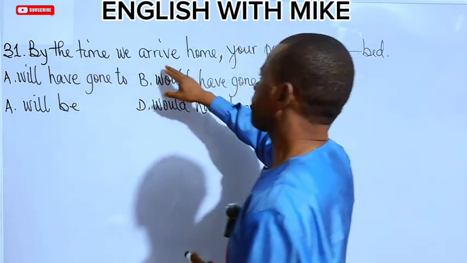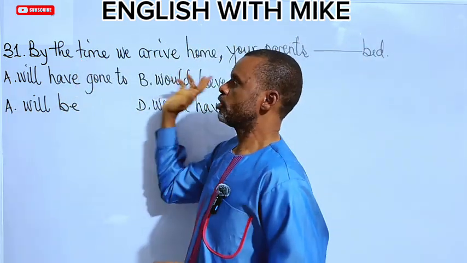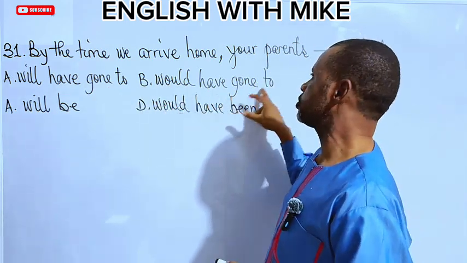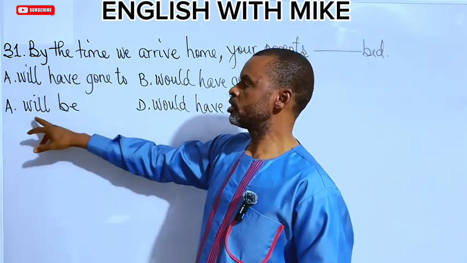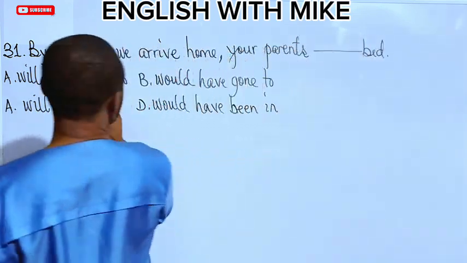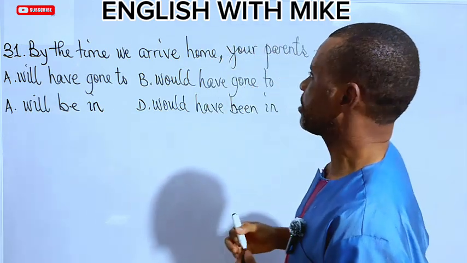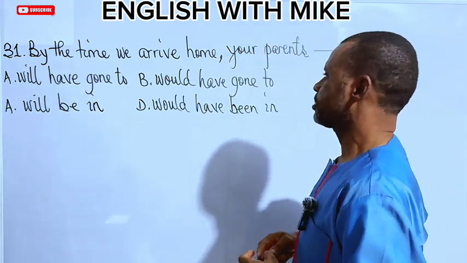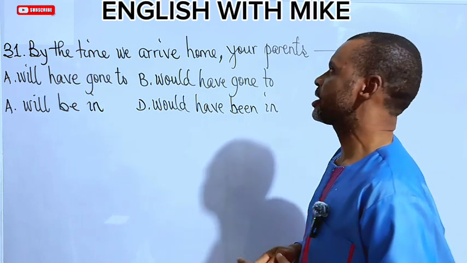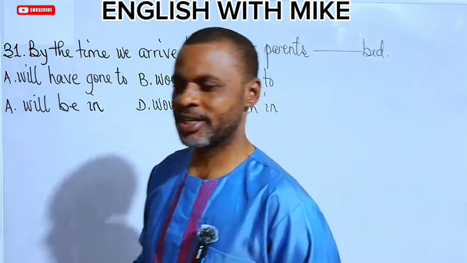By the time we arrive home, comma, your parents dash bed. Your parents will have gone to bed. Your parents would have gone to bed. Your parents will be in bed. Let's add that: will be in bed, or your parents would have been in bed. What will happen by the time we arrive home? Please check.